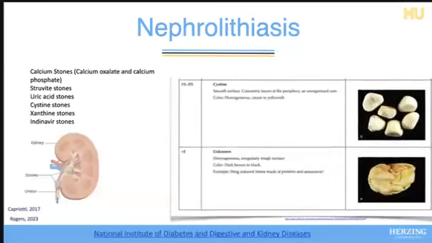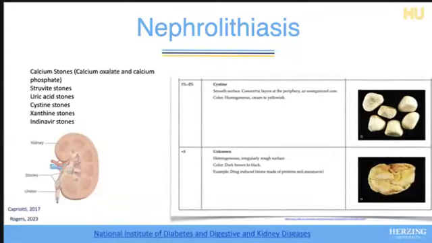I think the last one I have is the cystine stones. And then of course you have unknown or other types of stones that can be there too. And then they have a stone that they call indinavir stone, and that's related to certain types of medications that can cause those stones as well.